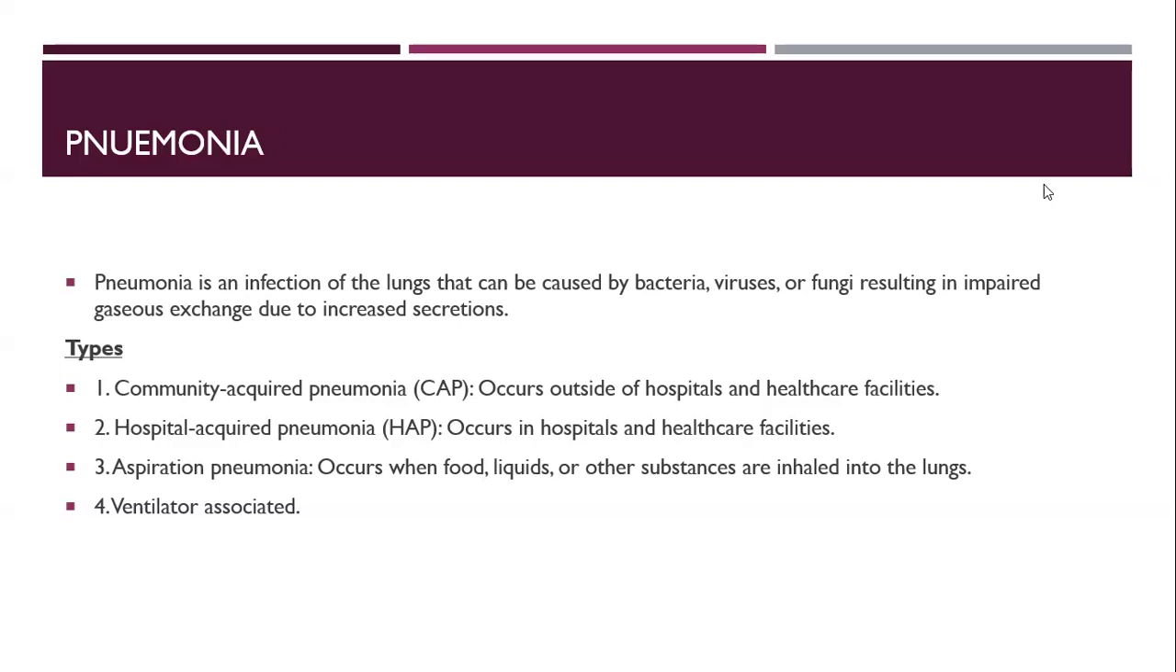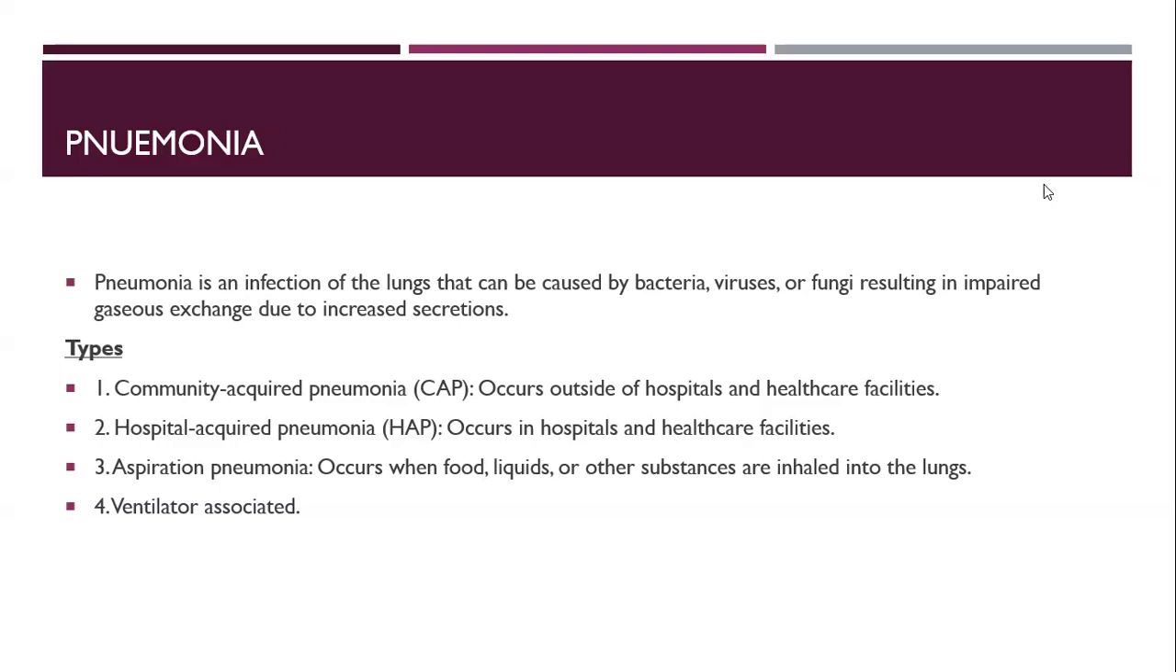Then we have two, hospital acquired pneumonia, which occurs in the hospital and healthcare facilities. Then three, we have aspiration pneumonia, which occurs when food, liquids, or other substances are inhaled into the lungs. Very, very common, especially in patients with stroke and patients on ventilators. If care is not taken, they can get aspiration pneumonia. When food substances or liquid are inhaled into your lungs, they can get the lungs infected.